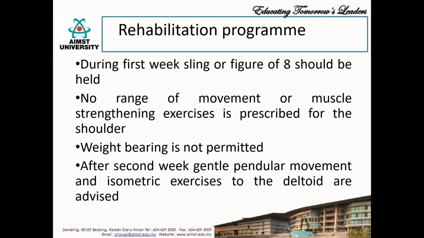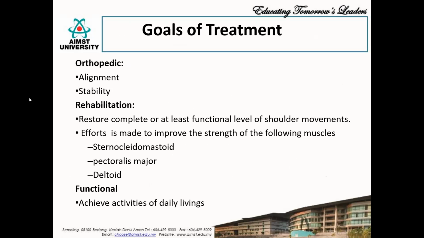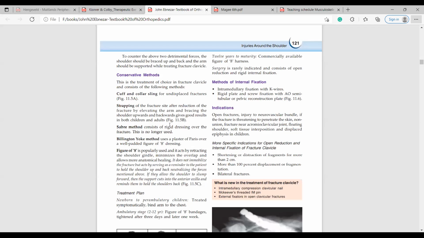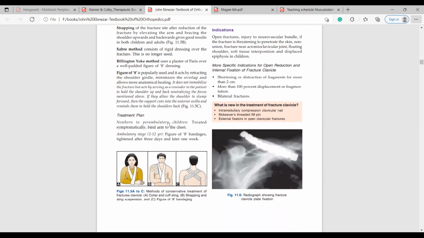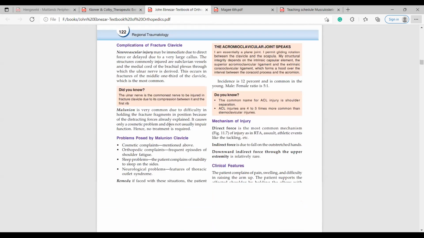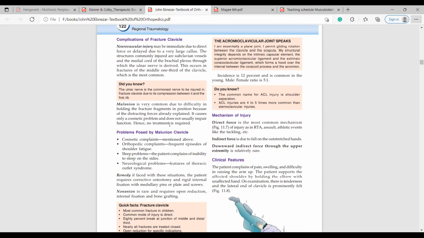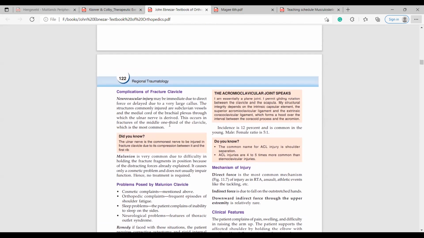Okay, this is a clavicle fracture. If you want some more information, you can go for John Ebenezer. So what are the complications? That's malunion, neurovascular injury, everything is a little bit elaborated.